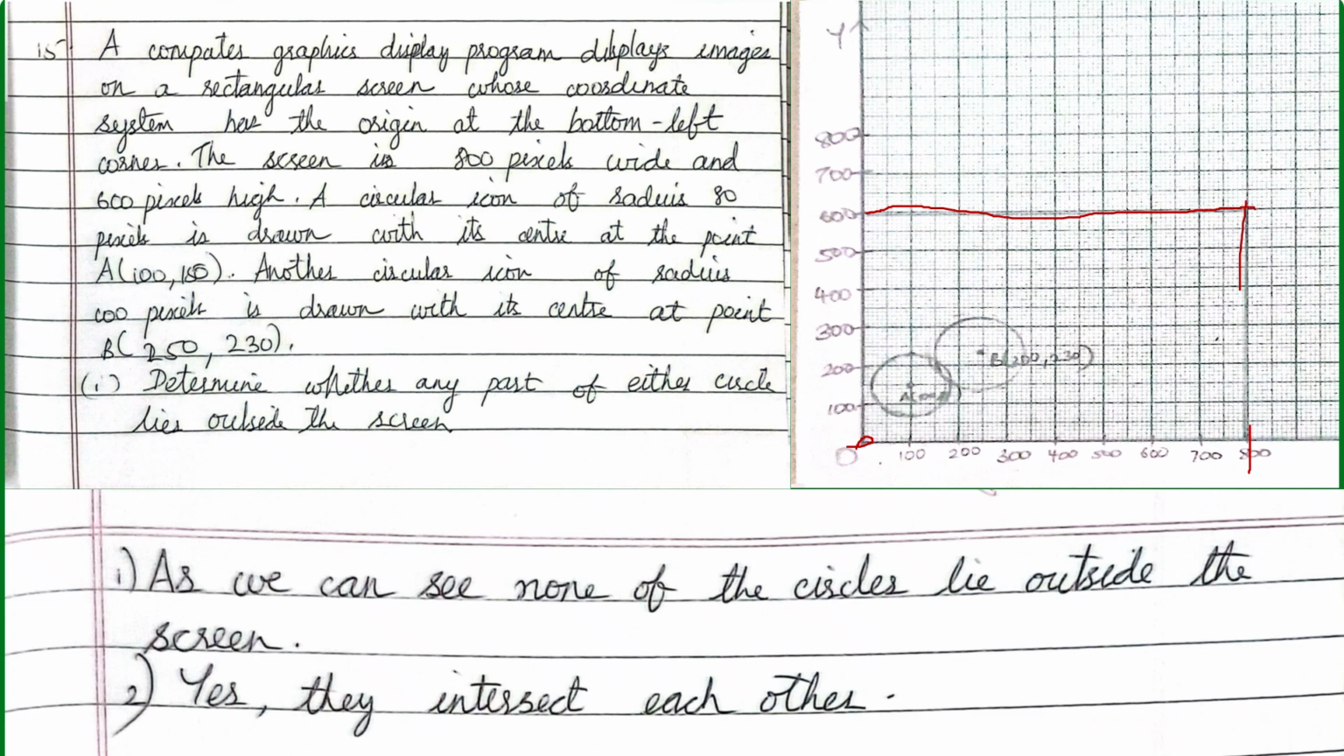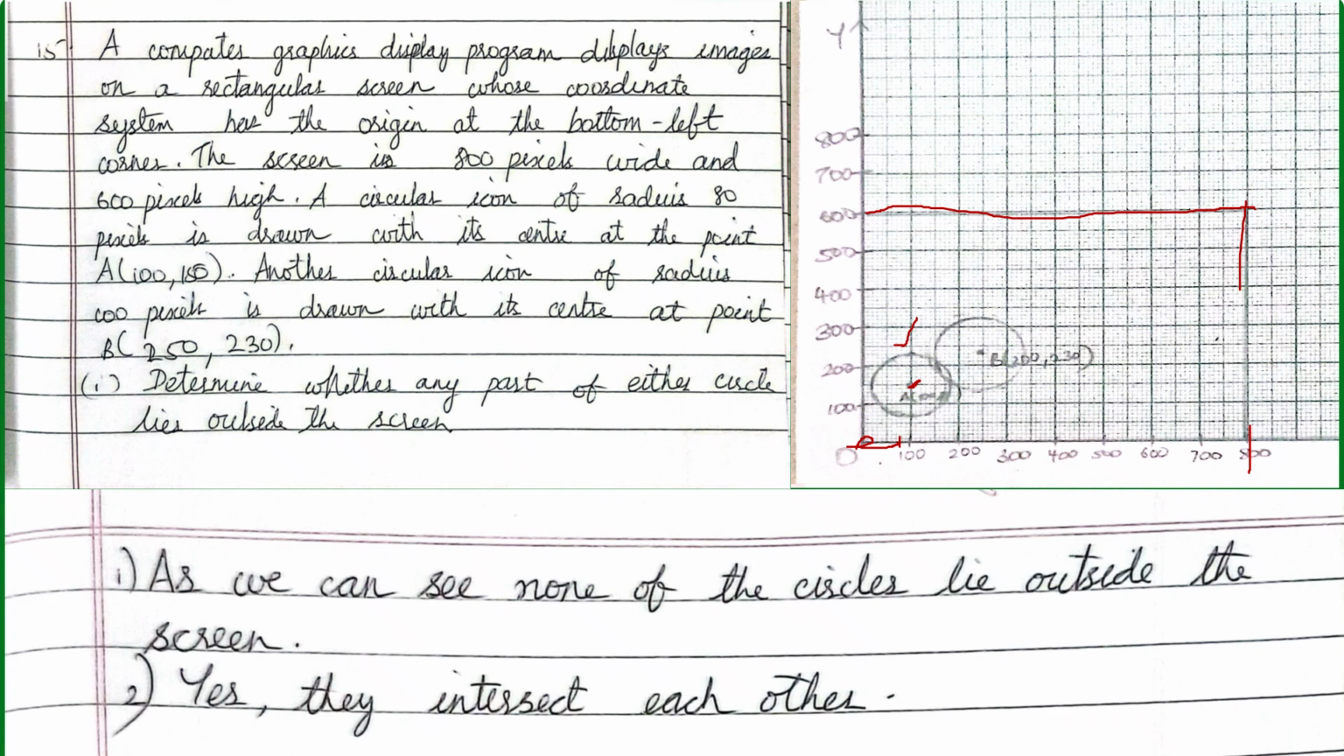A circular icon of radius 80 pixels is drawn with its center at the point A 100, 150. First, identify or locate the point 100 along the x-axis and 150 along the y-axis. So this is the point. So with this point as the center and the radius as 80 pixels, how do you mark 80 pixels? Take out a compass, and from 0 till this point is 80 pixels wide. So with this measurement as a radius, draw this particular circle, the first circle.